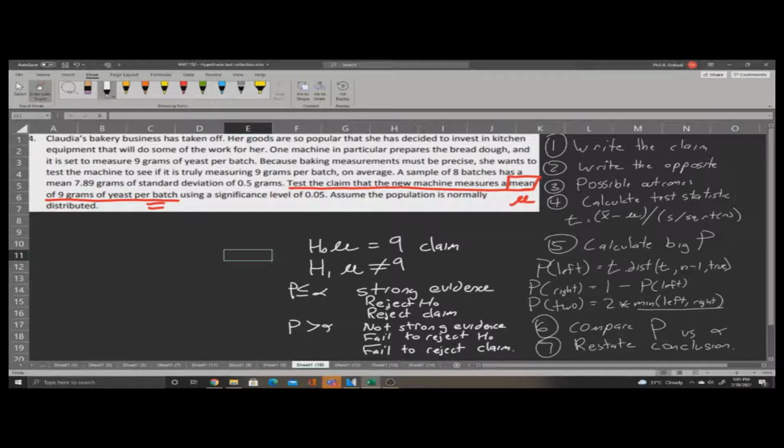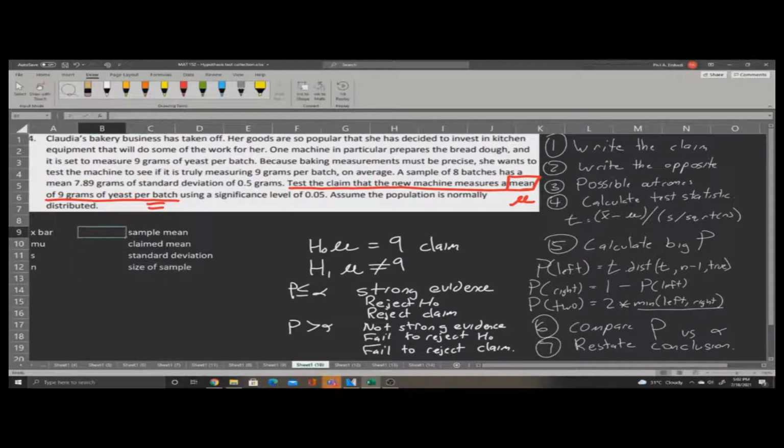With that in mind, let's calculate our test statistic. Our test statistic from step 4 involves x bar, mu, s, and n. We can make places for those in Excel. Now bear in mind that x bar is the sample mean and mu is the claimed mean. S is the standard deviation and n is the size of the sample.